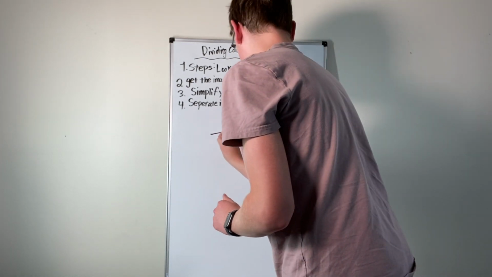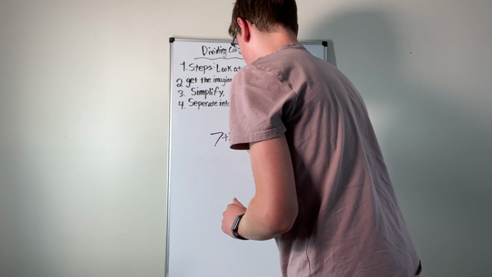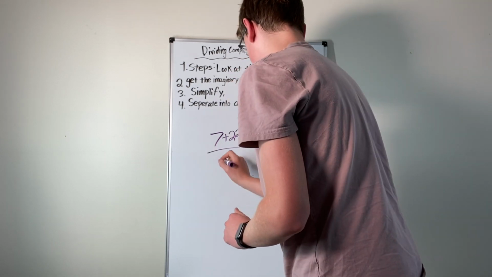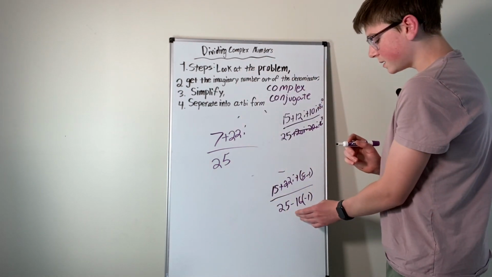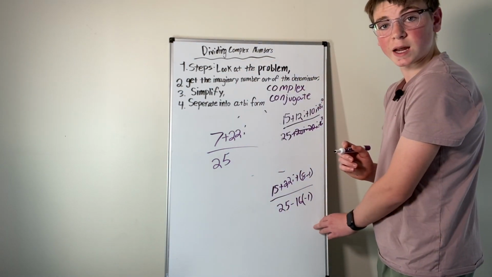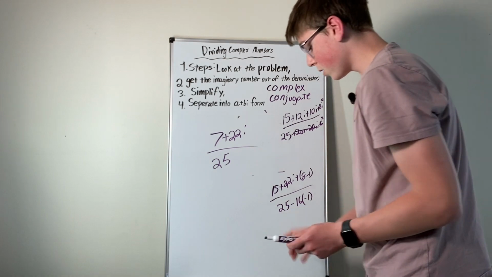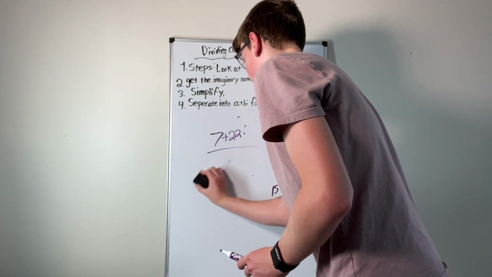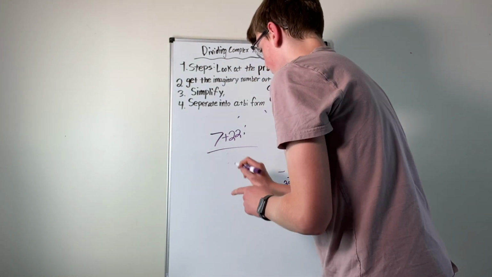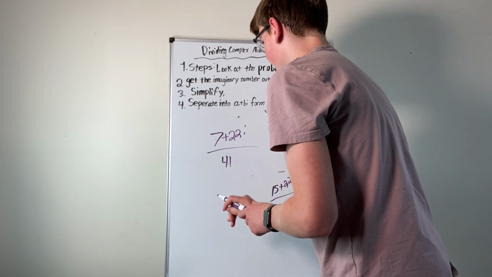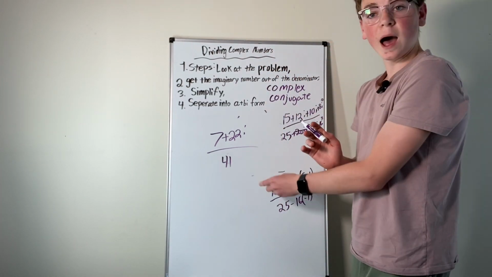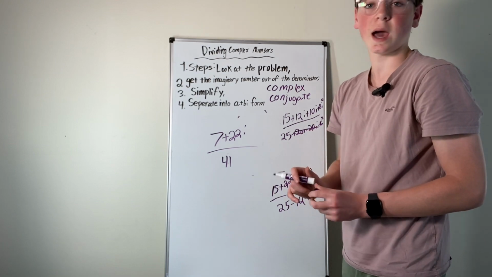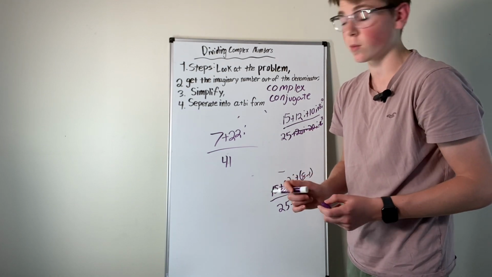So 7 plus 22i over 25 minus negative 16 times negative 1 is plus 16. So 25 plus 16 is 41. And as you see, now we have no i in the denominator, and you cannot have an i in the denominator. That does not work.